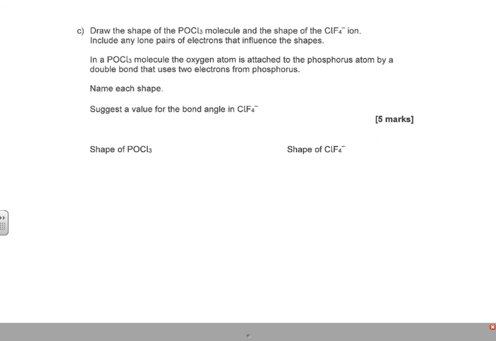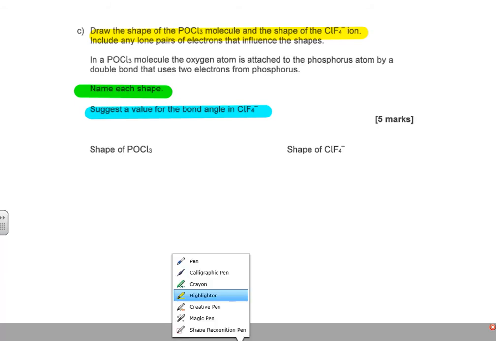Now part C moves on to shape away from bonding and structure, and actually you're introduced to yet another unfamiliar molecule at which you're expected to work with, and there's perhaps a more familiar example. Let's look at the focus of the question first of all, then we can get into looking at the answer. So you're asked to draw the shape of POCl3 and the shape of the ion ClF4-, including any lone pairs that would influence the shape there on the central atom. You're asked a little bit more. You're asked to name each of the shapes, and for the ClF4- ion, you're asked to suggest a value for the bond angle.